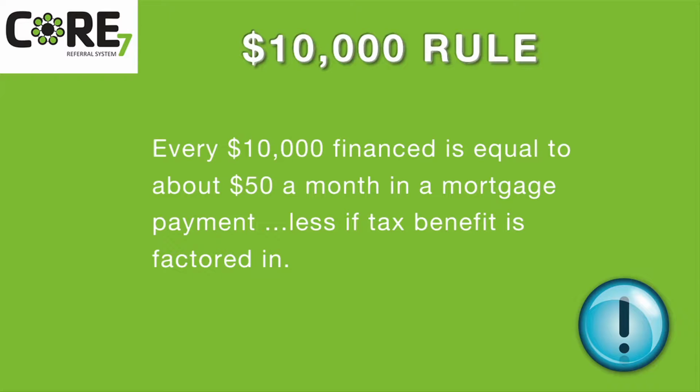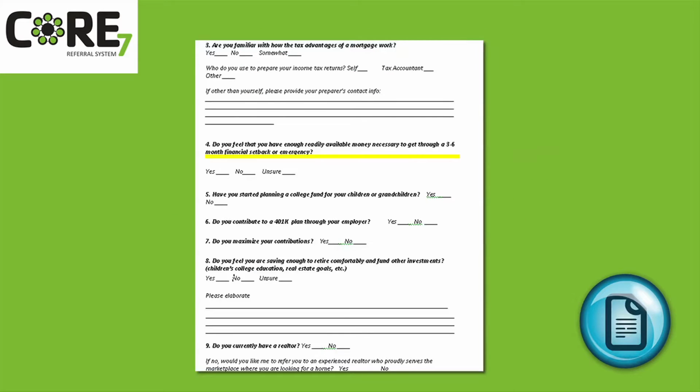Keeping enough savings in cash reserves and investments ties into the next question. Question number 4. Do you feel that you have enough readily available money necessary to get through a 3 to 6 month financial setback or emergency? This is very important. You want your clients to have an adequate emergency fund in place first. This gives necessary protection in case of a job loss or another financial setback.